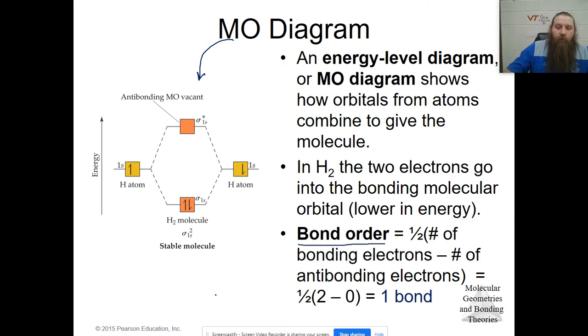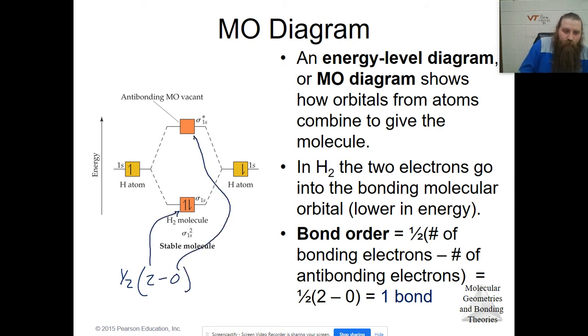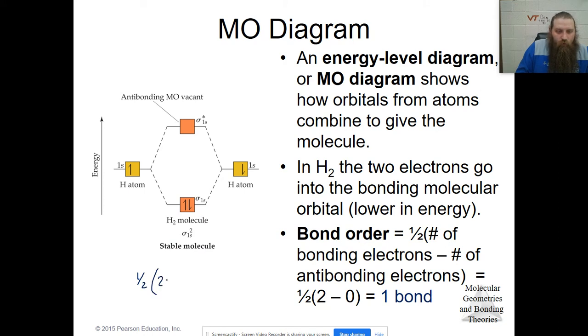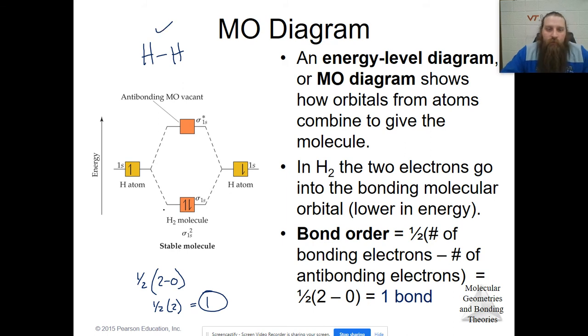I can calculate bond order. So bond order is really easy. It's 1/2 times the number of electrons in the bonding orbitals minus the number of electrons in the anti-bonding orbitals. So here I have 1/2 times 2 minus 0, because there's nothing there. I have to fill up the lower energy orbital first. I can't put them in the anti-bonding. So I have 1/2 of 2, which is a bond order of 1. That means I have a single bond. So yes, that checks out.